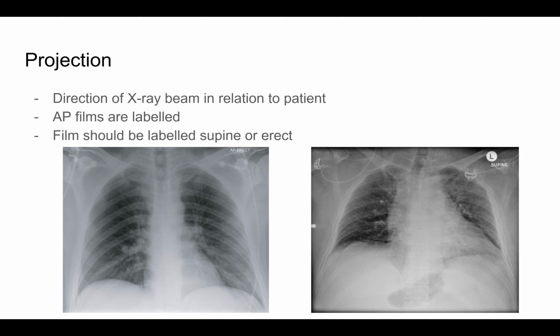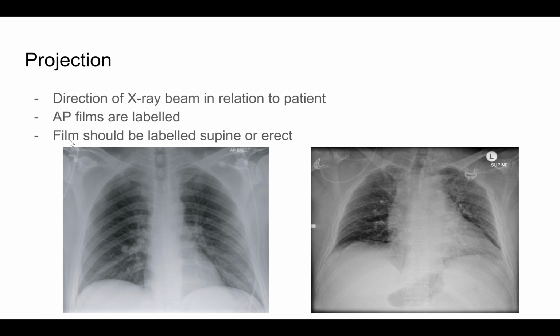Projection means the direction of the chest x-ray beam in relation to the patient. So there can be 2 projections. One can be AP, that is anterior-posterior, and the other is posterior-anterior. The posterior-anterior one is more common. The AP films are actually labeled by the radiographer, because if it is not, it is considered a PA film.